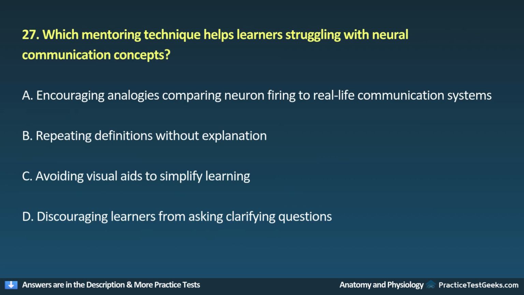27. Which mentoring technique helps learners struggling with neural communication concepts? A. Encouraging analogies, comparing neuron firing to real-life communication systems. B. Repeating definitions without explanation. C. Avoiding visual aids to simplify learning. D. Discouraging learners from asking clarifying questions.